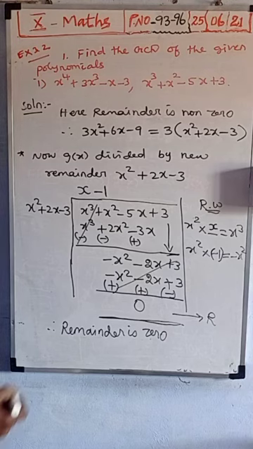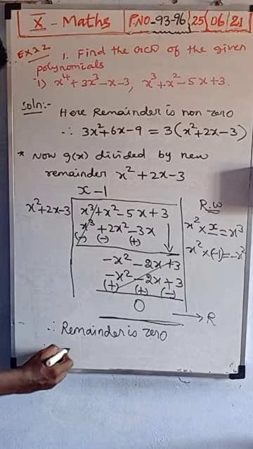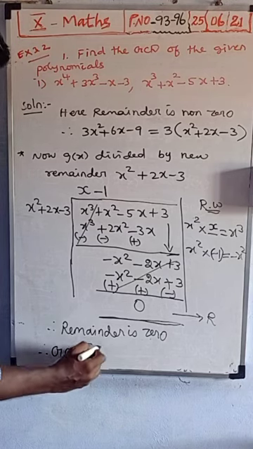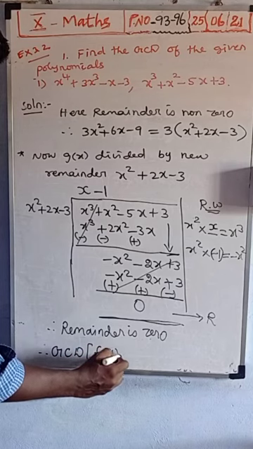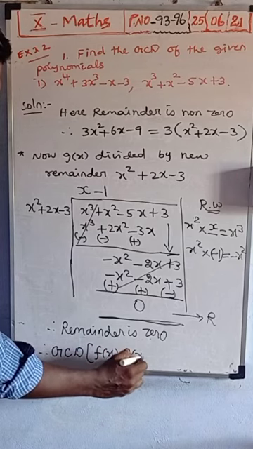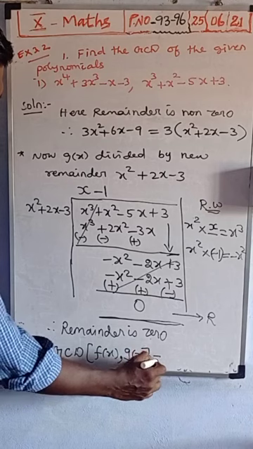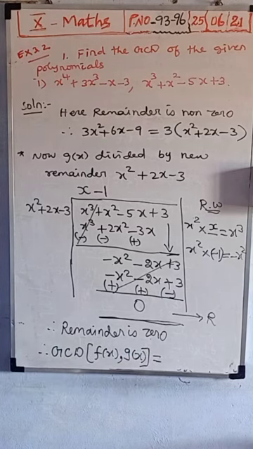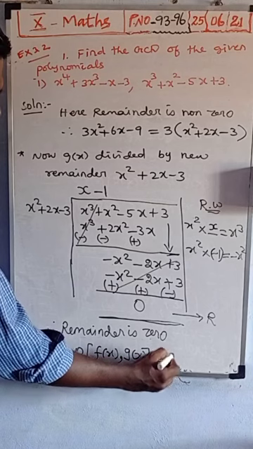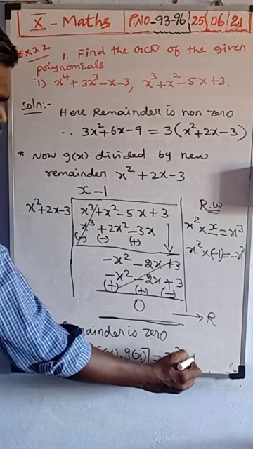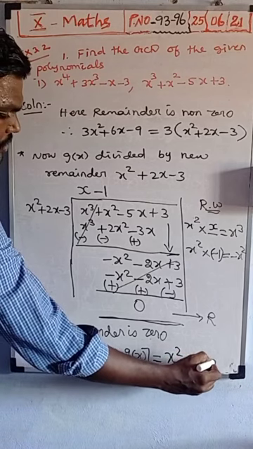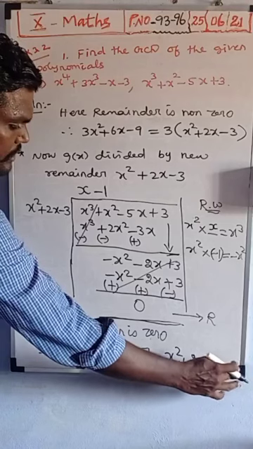Therefore, GCD of the two polynomials, GCD of f of x and g of x, these two polynomials' GCD is, what does that mean? At last, which divisor we used, that is called GCD. Yes, that means this is called GCD: x squared plus 2x minus 3. So this is called GCD.